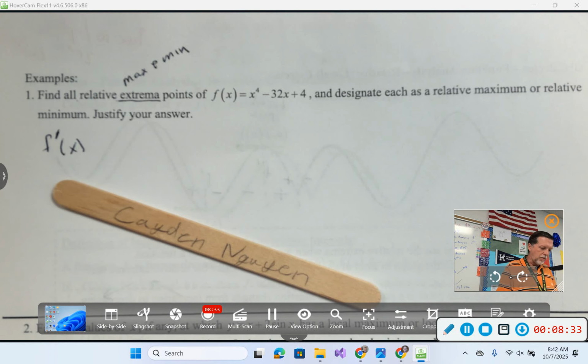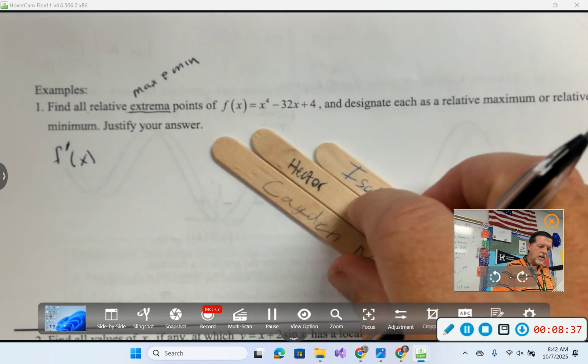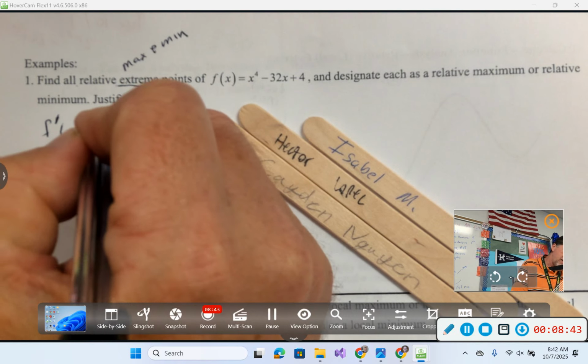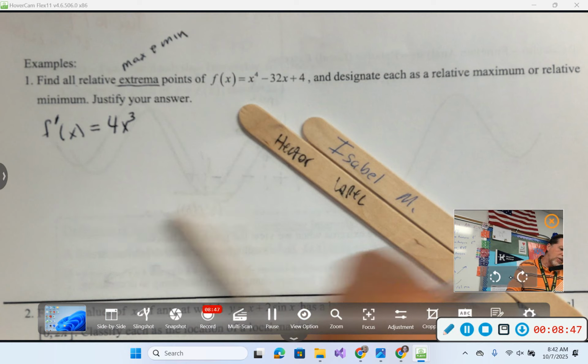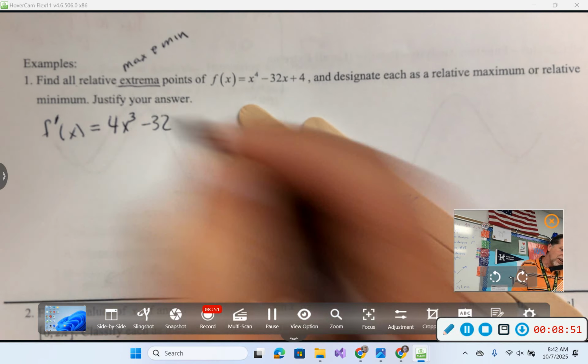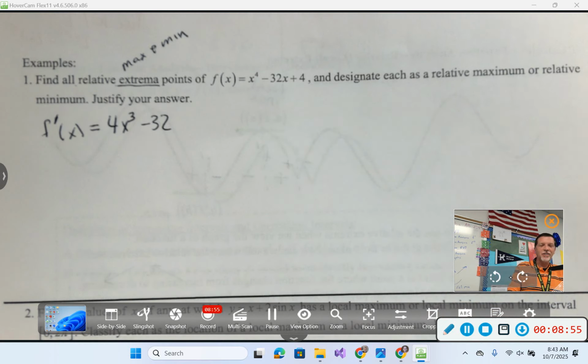So, let's pick on 3 people. Why not? Get through more popsicle sticks that way. Caden, how about the derivative of x to the 4th? 4x to the 3rd. Hector, the derivative of minus 32x? Negative 32. And everyone's favorite, Isabel, the derivative of 4? 0.